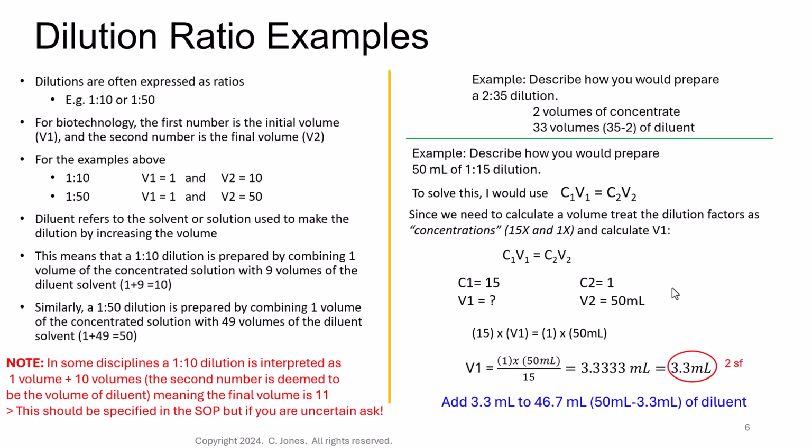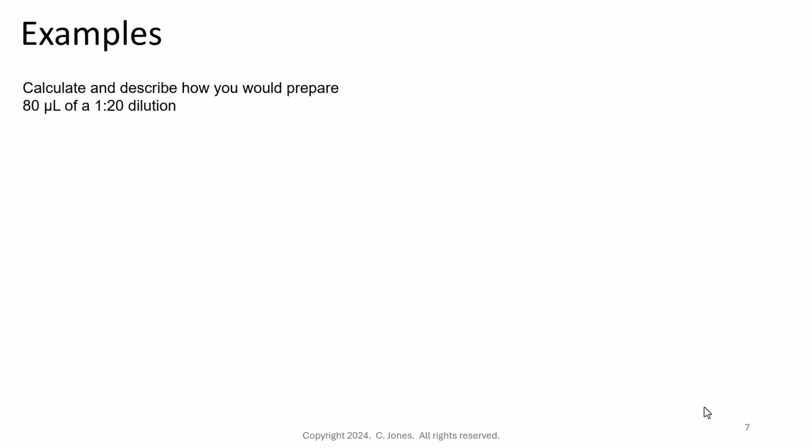So the way that you would carry this out in the lab is you would add 3.3 mL of the concentrated solution to 46.7 mL of diluent. And the 46.7 comes from taking the final volume and subtracting the volume of concentrate that we need to add to get the diluent. Okay? And that's our final answer. All right, now, let's just try this again.